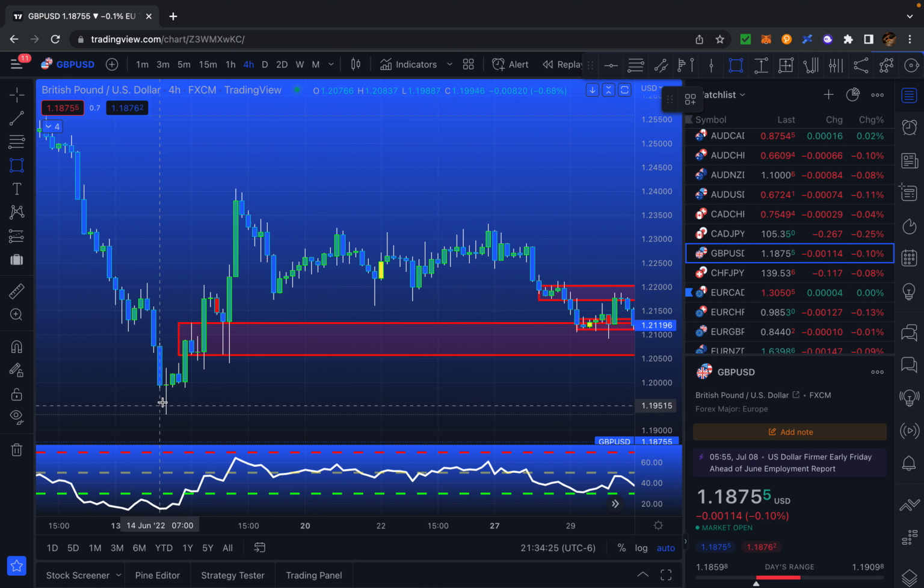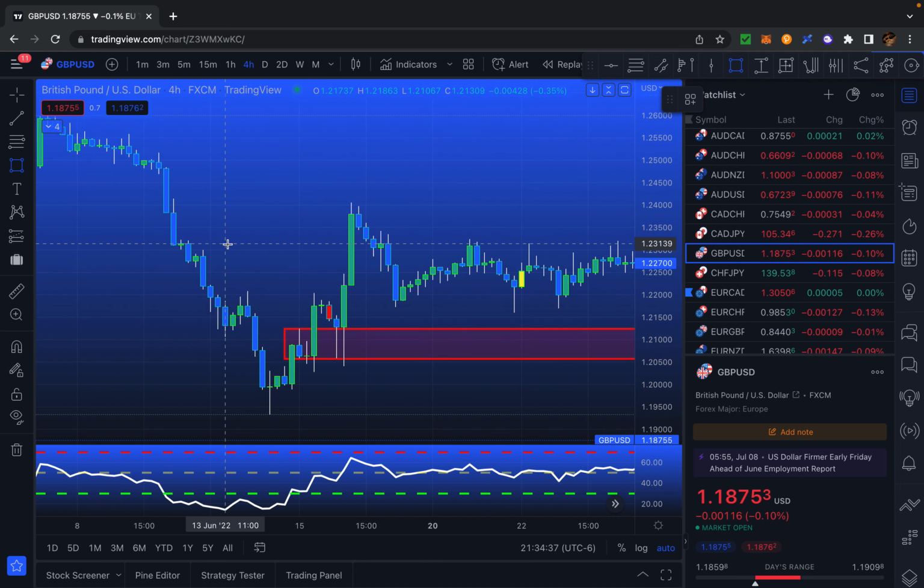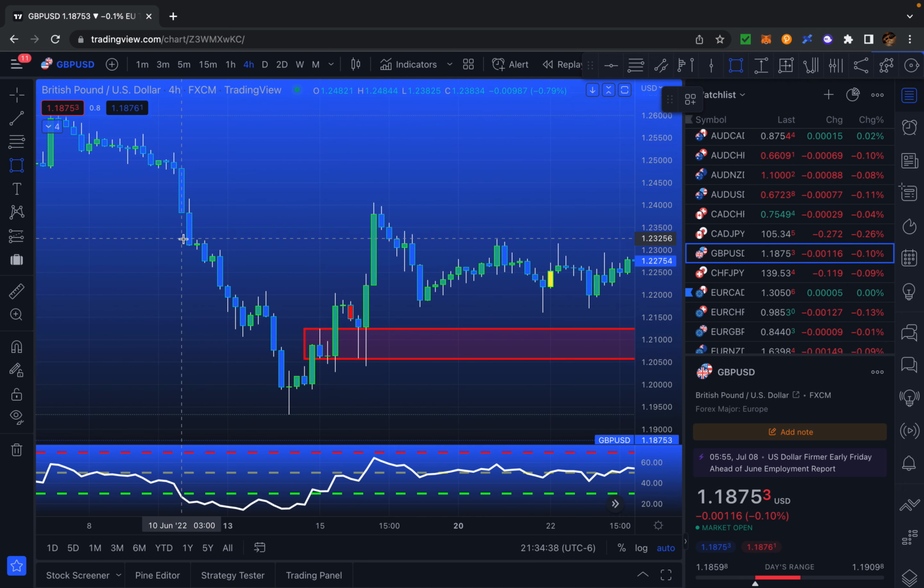So rule of thumb, market's going up, you're looking for a pullback to the highest selling candle. Market's going down, you're looking for a pullback to the lowest buying candle, no matter what color that is. And I'll show you that just right here. Look at this.